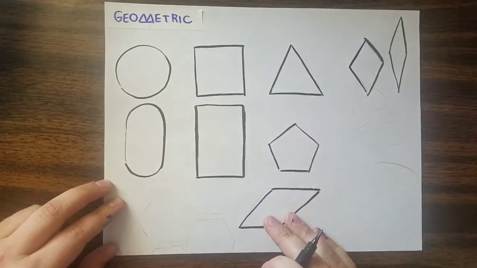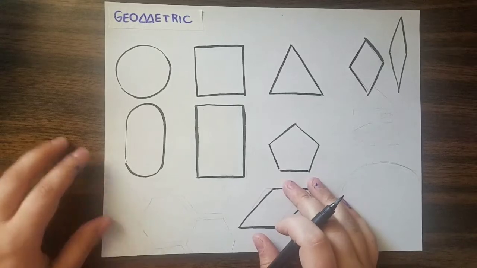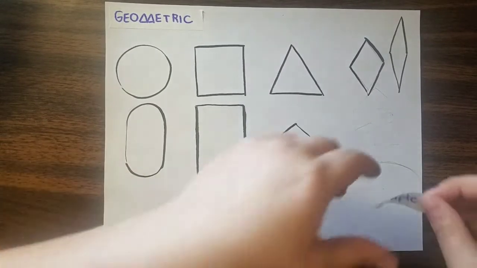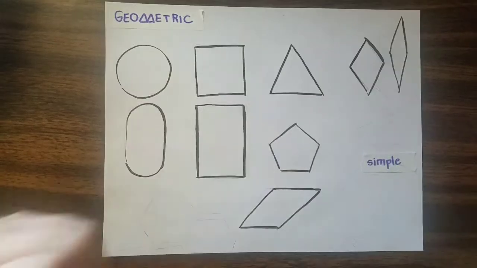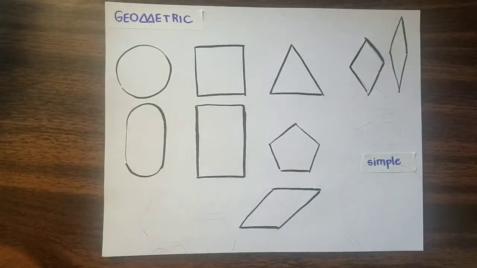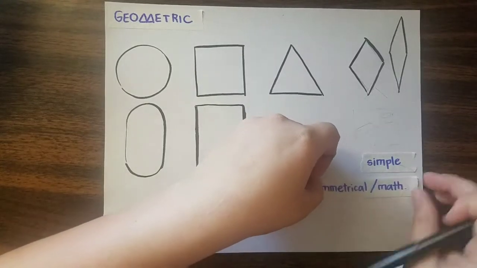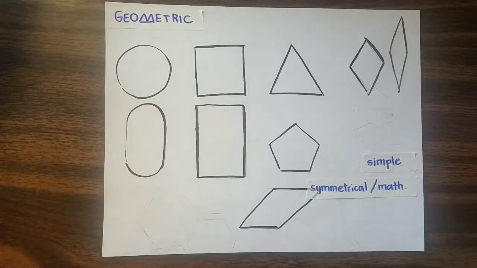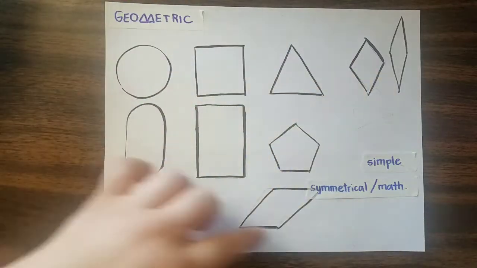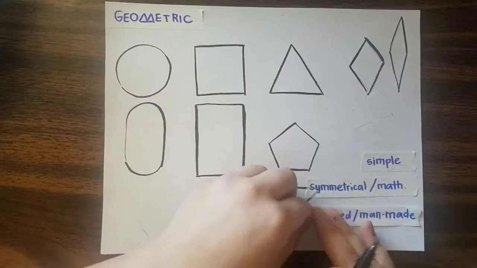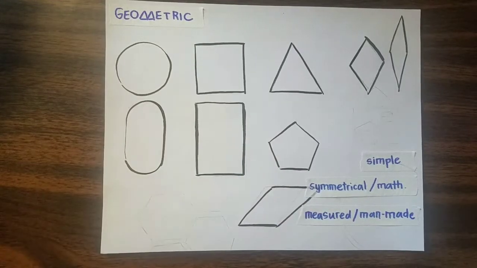Now, for the most part, these are very basic geometric shapes. So there's some rules that go along with being geometric. Usually they're pretty simple. You can count the sides. Of course, we can move on to our dodecahedrons that have 12 and 20 sides, but for the most part, they're pretty simple. They're pretty symmetrical or mathematical. You guys know in geometry you study a lot of these shapes. And for the last part, they're usually measured, meaning that they're man-made.